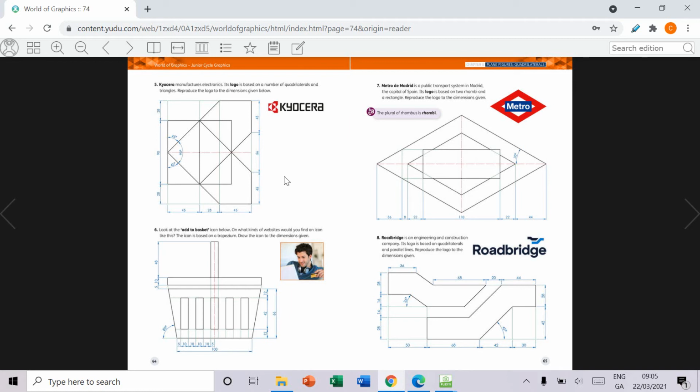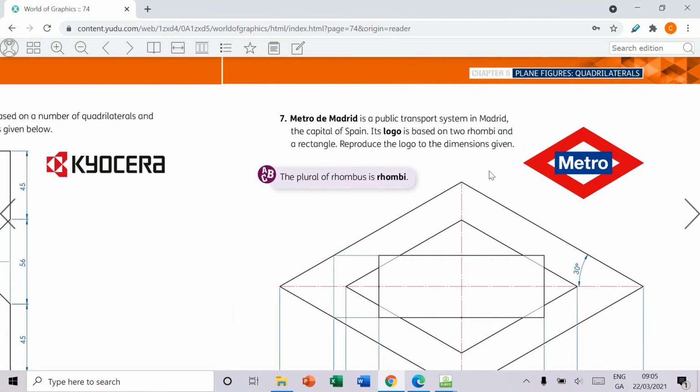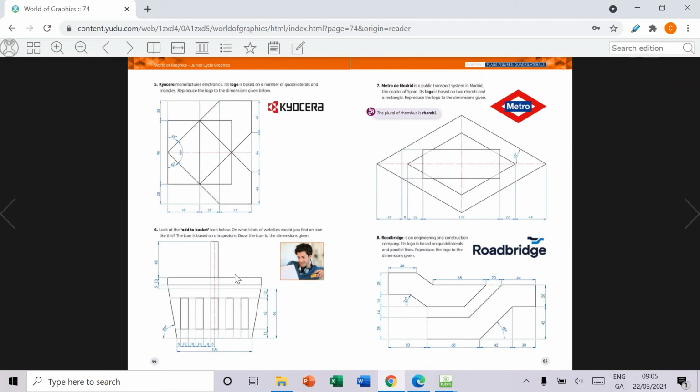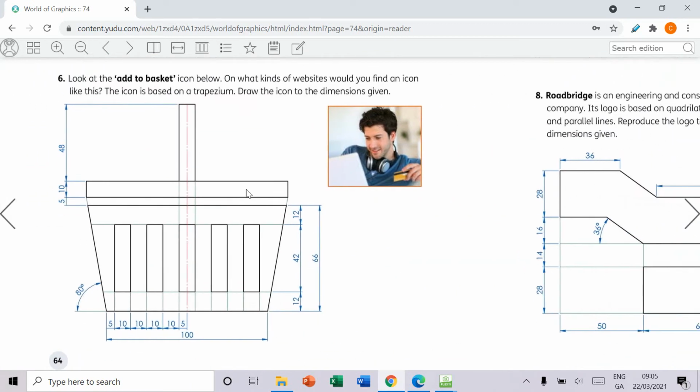Okay guys, so we're over here on chapter number 5 and we're looking at the plane figures quadrilateral. So we're looking here at question 6. So look at the add to basket icon below. So that's this one here, add to basket. On what kind of website would you find an icon like this?